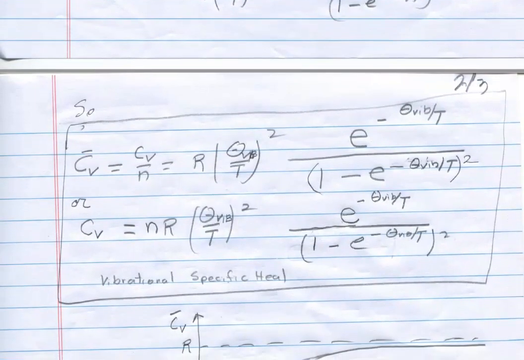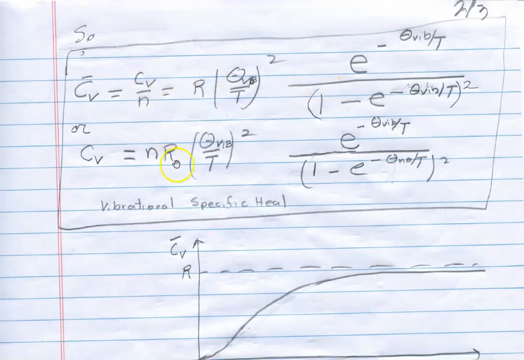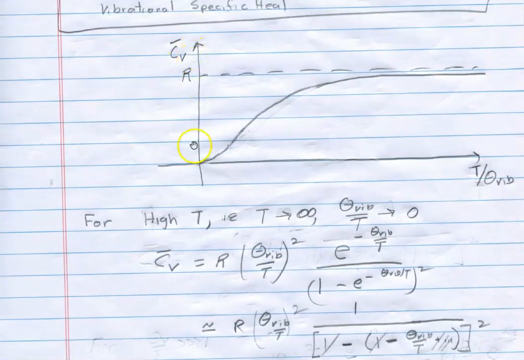We get the specific heat, or the molar heat capacity, as just this quantity here. Or if you're looking at constant volume, and if you're looking at the total heat capacity, then you'd multiply that times the number of moles that's present. And it's kind of an imposing looking formula. If you plot it, this is the vibrational specific heat formula. And if you plot that function, you get something that looks like this.